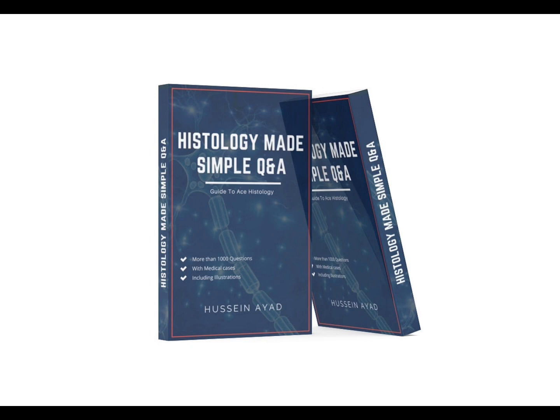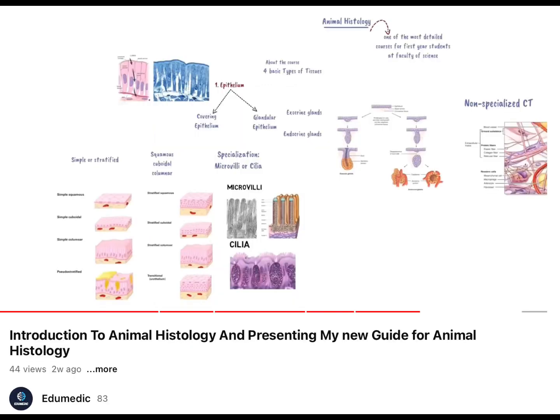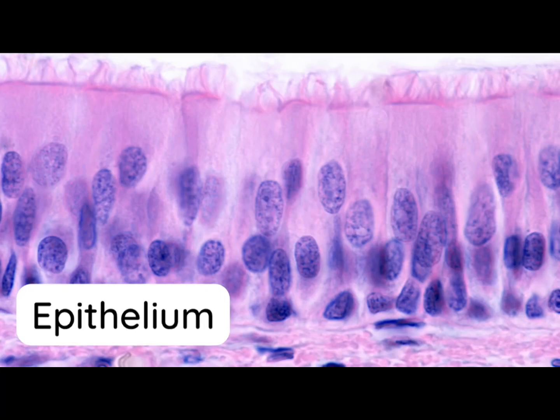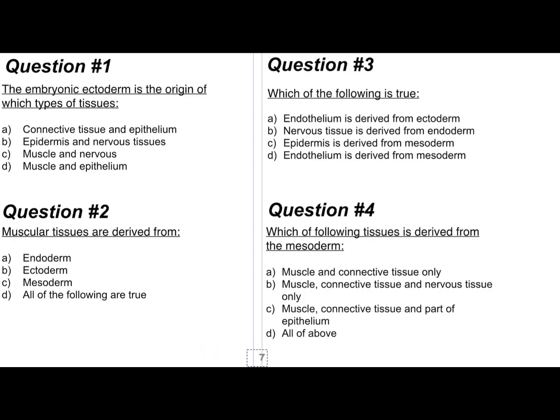In this video, I'm going to solve some of the questions from my new book, Histology Made Simple Q&A. In the previous video, I spoke about a brief introduction to the course Animal Histology and presented my new book, Histology Made Simple Q&A. Now in this video, I'm going to solve a few questions about the Epithelium chapter, which is chapter 1 of the Animal Histology course. This page contains questions about differentiation of germ layers into the 4 basic types of tissues, which is usually the first introductory idea to the course Animal Histology.